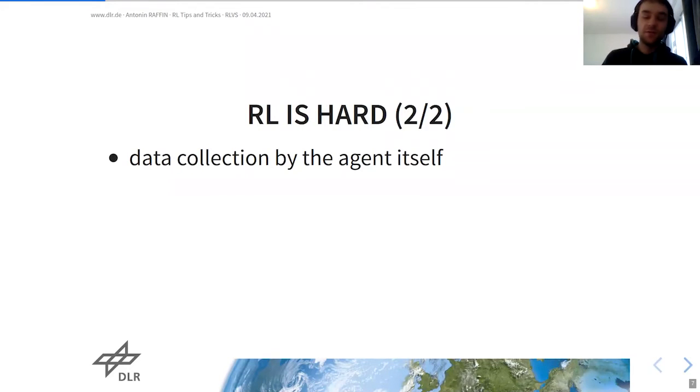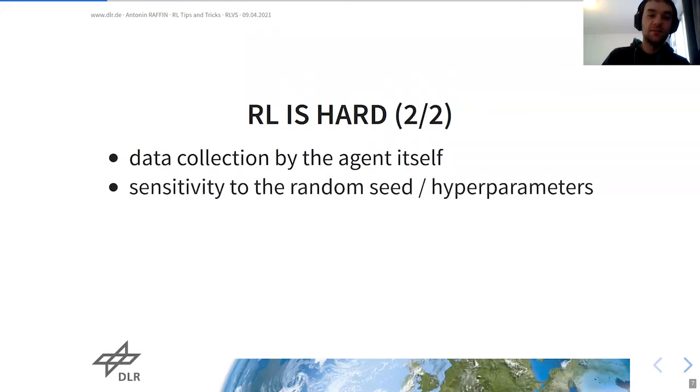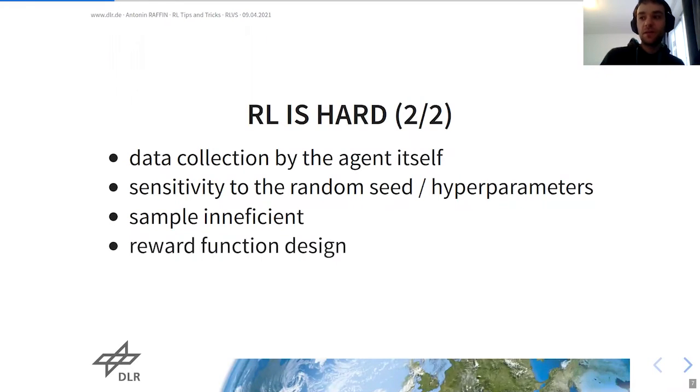Then, as you have seen also in the first graph, there's a huge sensitivity to hyperparameters, and there's even sensitivity to the random seed that you choose, so the seed of the pseudo-random generator. Another thing is that, especially for model-free reinforcement learning, those algorithms are quite simple and inefficient, so you need lots of interaction with the environment to learn something useful. And last but not least, designing a reward function that makes the agent learn the behavior that you like is sometimes quite tricky.